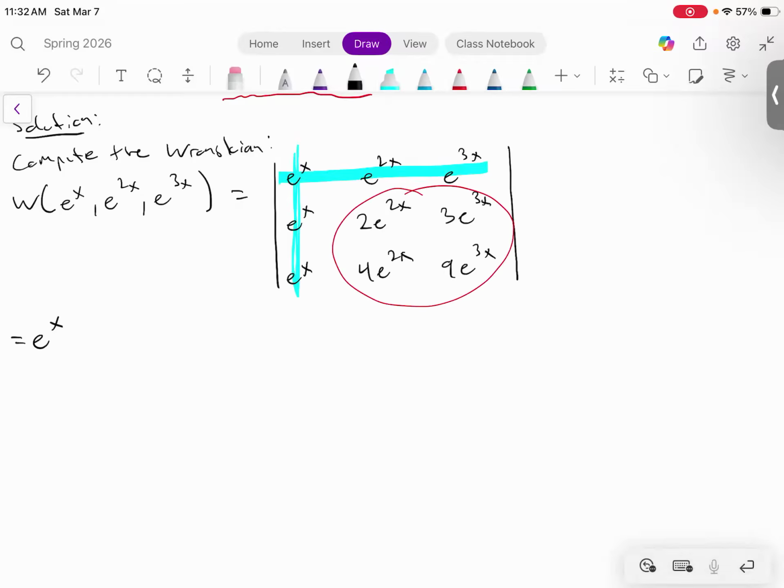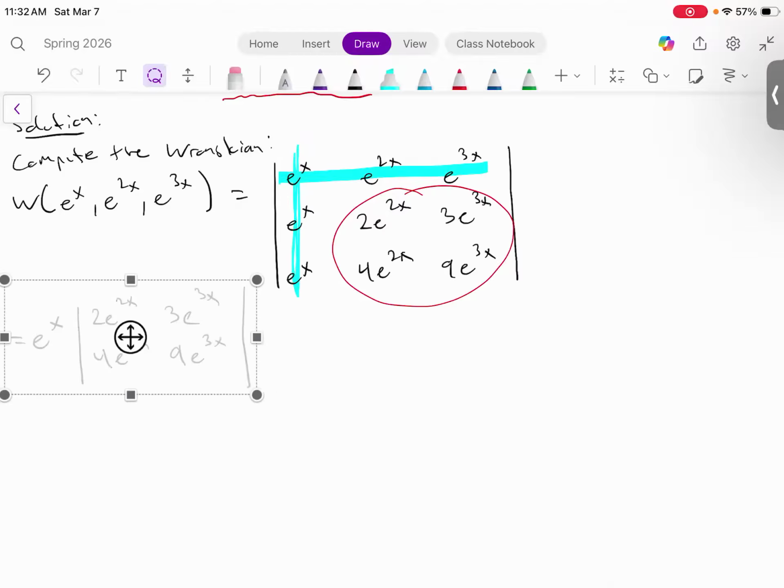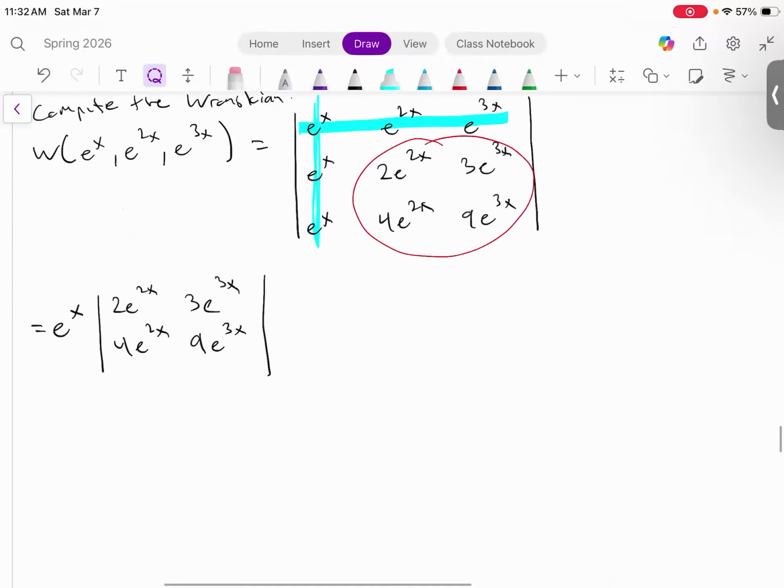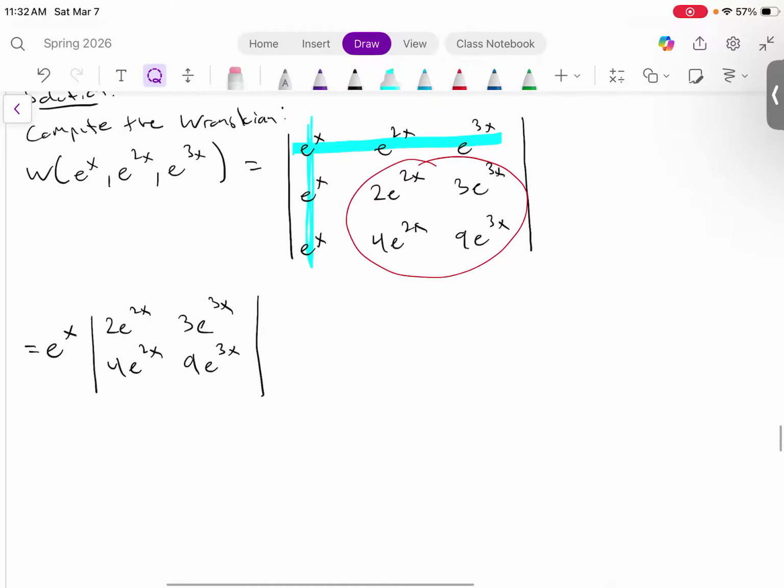the remaining 2 by 2 terms left in this determinant. So it would be e to the x times the determinant 2e to the 2x, 3e to the 3x, 4e to the 2x, and 9e to the 3x. So I'm obtaining a new determinant. Let me move this down really quickly. Give us some room. Okay, and so that's my first new determinant.